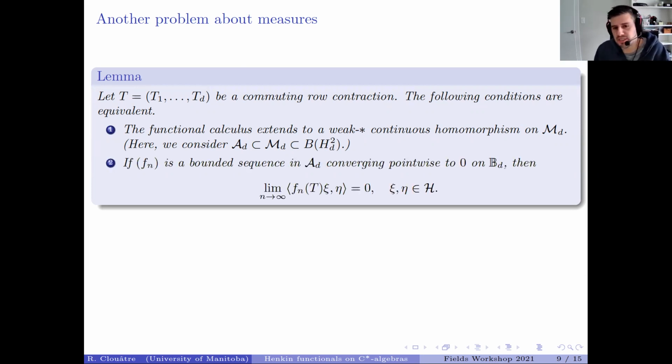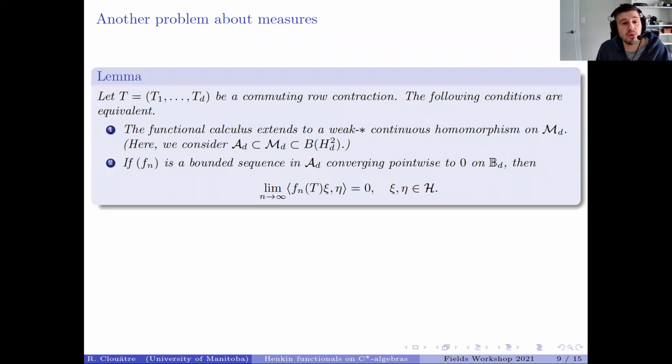Okay, so it's roughly speaking the same intuition. So you can extend your functional calculus in the way that you want precisely when your functional calculus is as weak star continuous as you can conceivably ask of it, as far as the algebra AD is concerned. So the condition is that whenever you have a bounded sequence Fn in AD, which converges pointwise to 0 in the open ball, then the corresponding sequence of integrals converges to 0 in the weak operator topology. And in this setting as well, bounded pointwise convergence to 0 on the ball is the same thing as weak star convergence to 0 in MD.